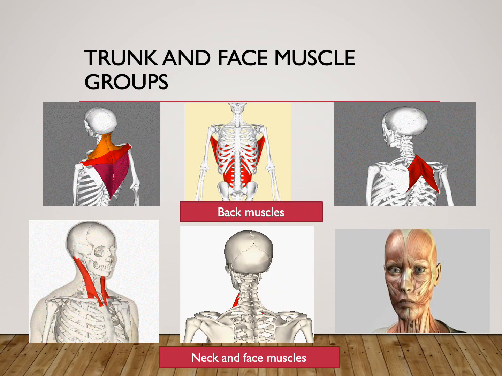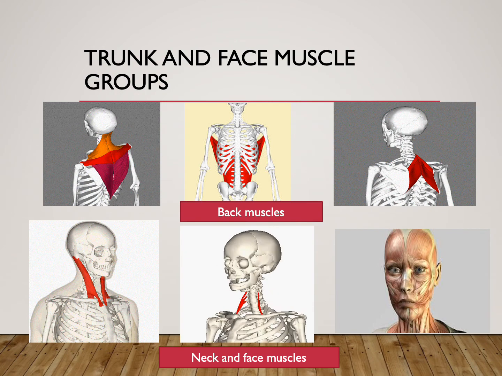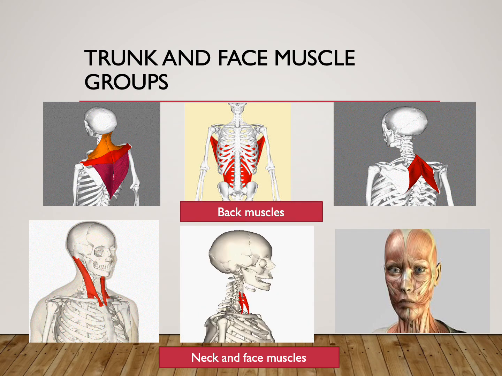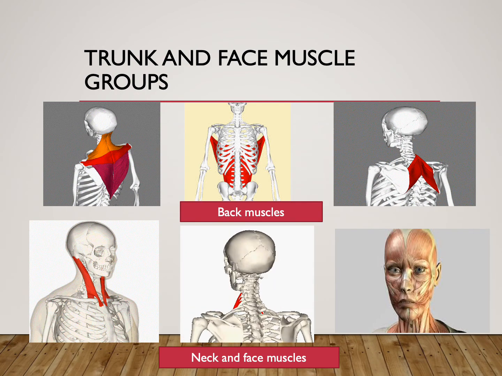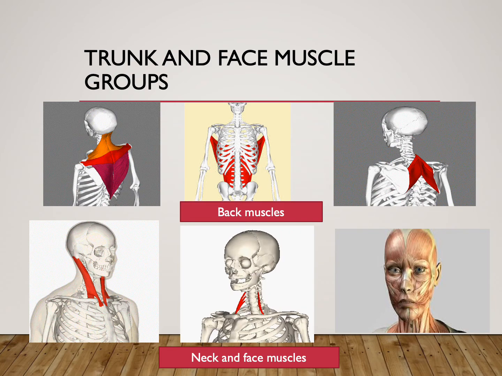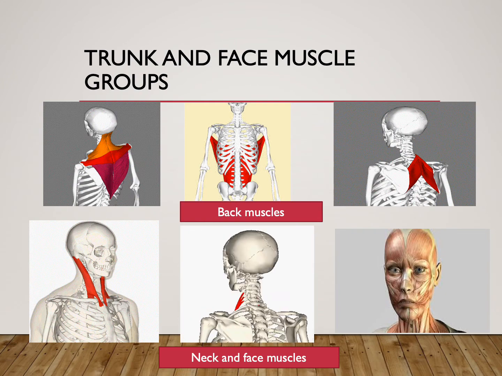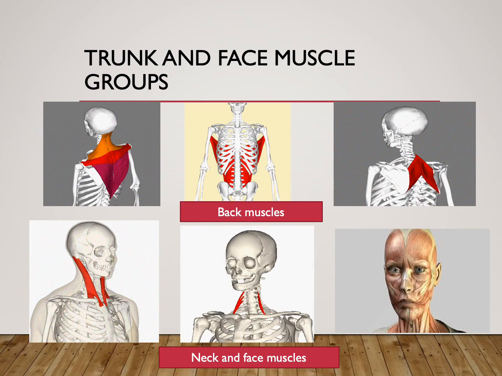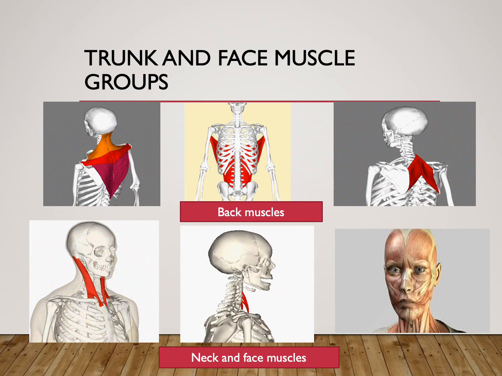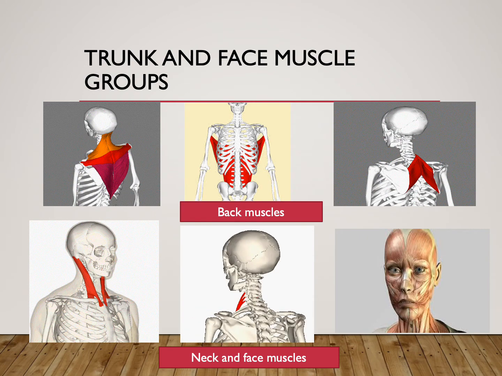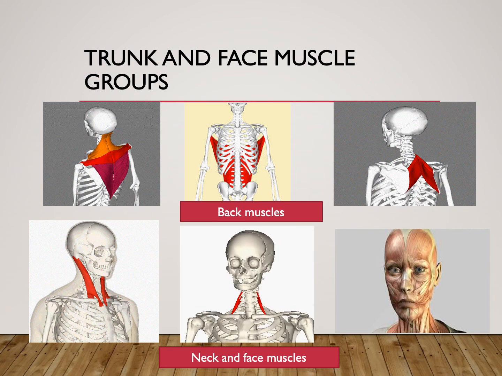In this picture, you can see the various back muscles which provide support to the back during movements and also which move your spine, like bending forward, rotating, twisting and all. Then neck and face muscles also can be seen in this picture.